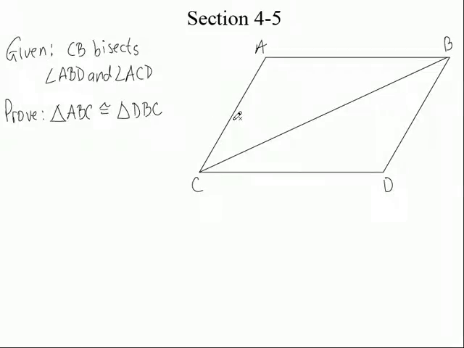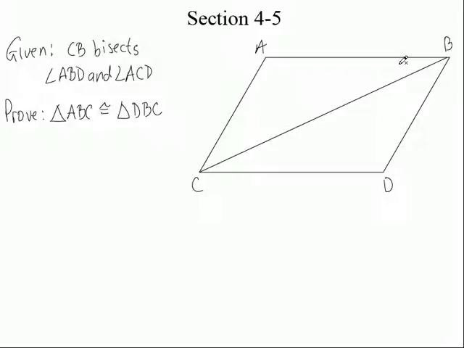Here's our situation. It's another proof. So first thing we're going to do is we're going to mark this stuff. I'll mark this in a different color. It says CB bisects angle ABD, line segment CB bisects angle ABD. Let's find ABD. ABD is this big angle right here, this big angle B. Well, that line, the diagonal line right there, bisects it.